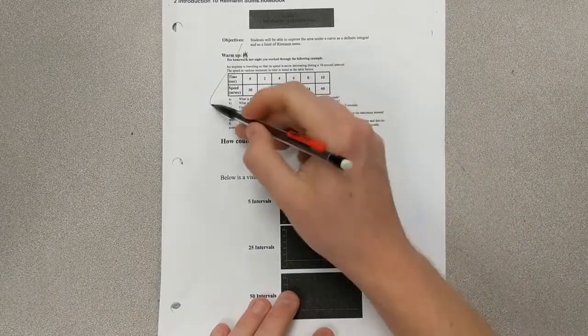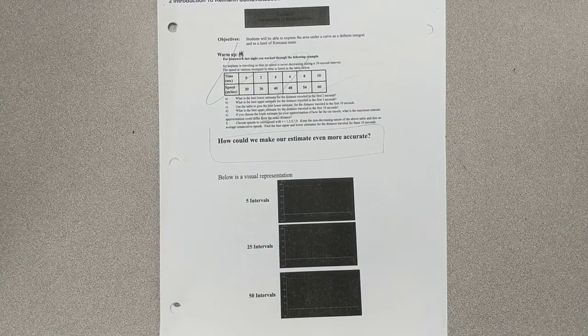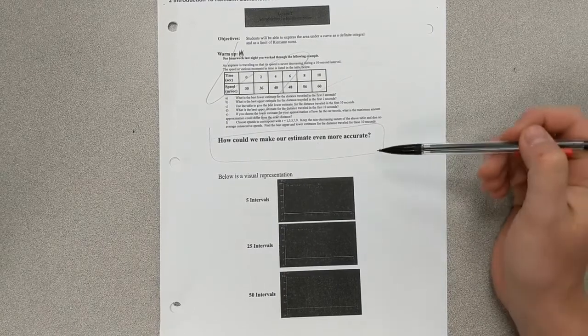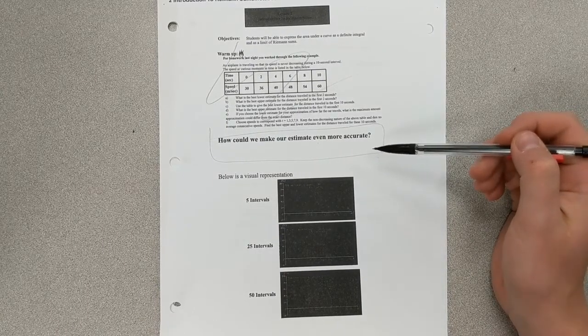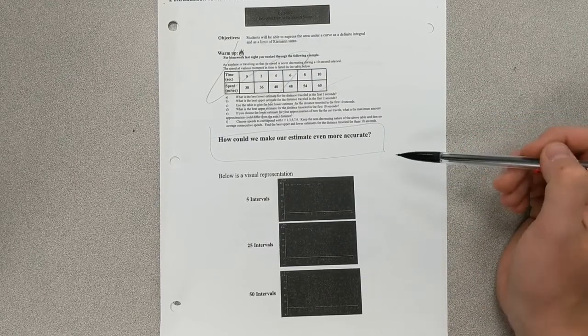I'm going to start this one off. We are going to skip the warm-up and look at this question. When we are doing these Riemann sums or rectangular sums, how can we make them more accurate? We looked at the high, the low, and the middle, but how could we make it more accurate?